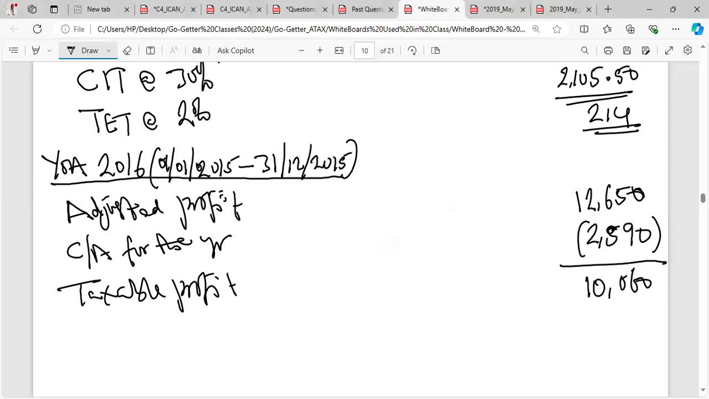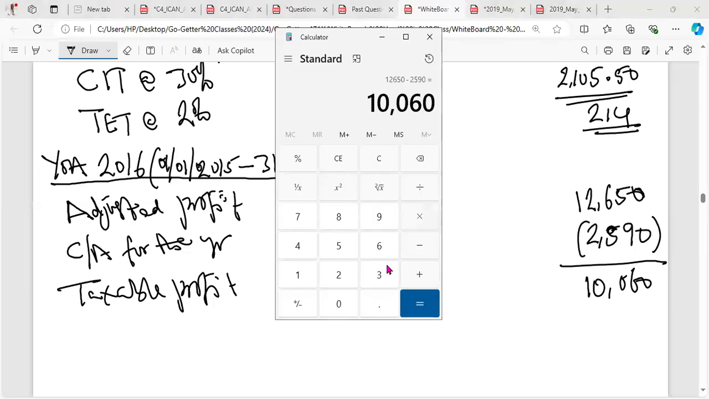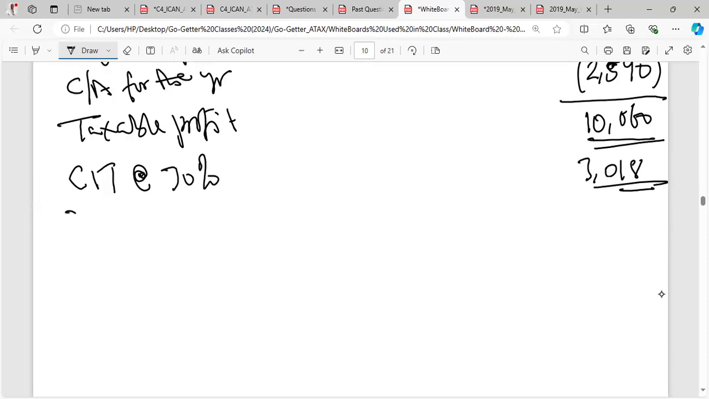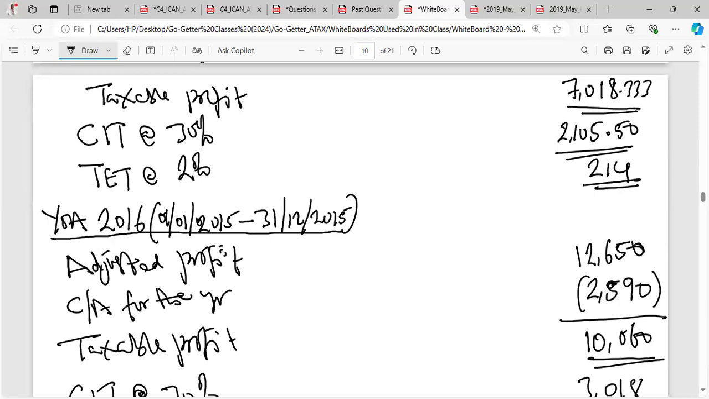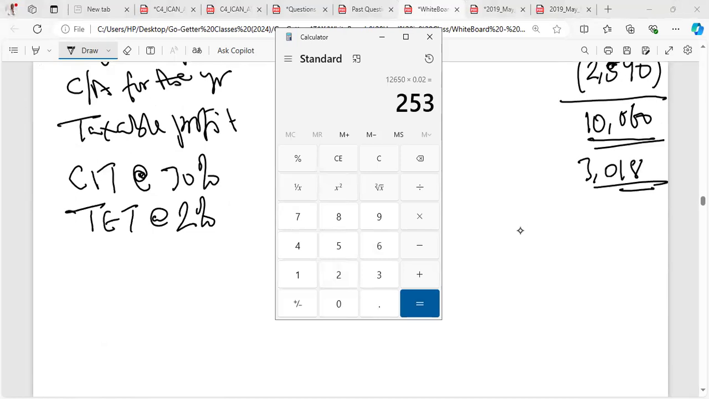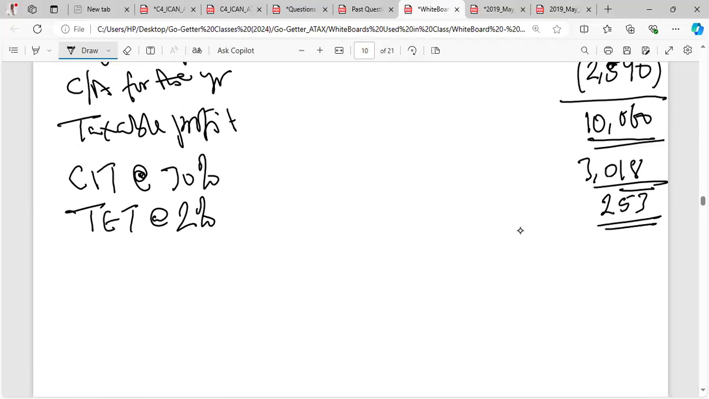10,060. So I'm going to look for my tax, multiply by 0.3, 3018. So this is going to be CIT at 30%. Then of course we have TET at 2%. 2% of 12,650 times 0.02, 253. So you have 253. That year is gone.